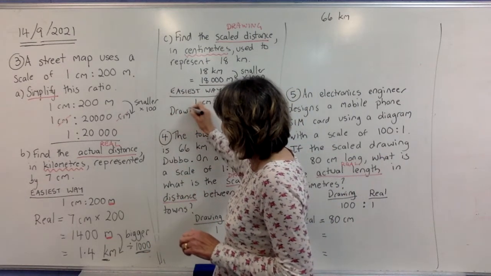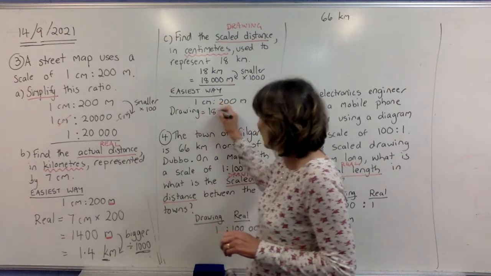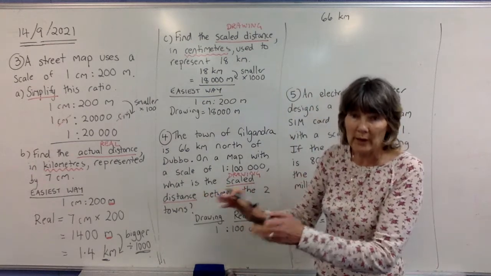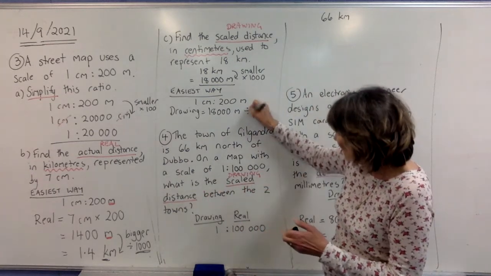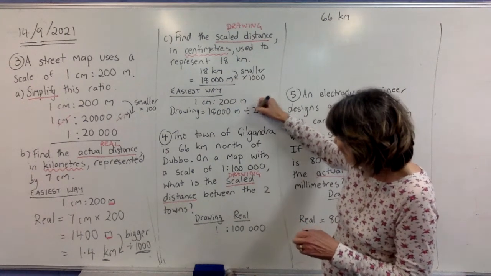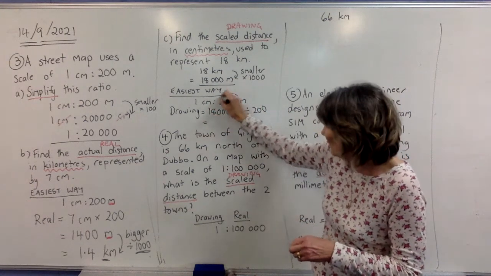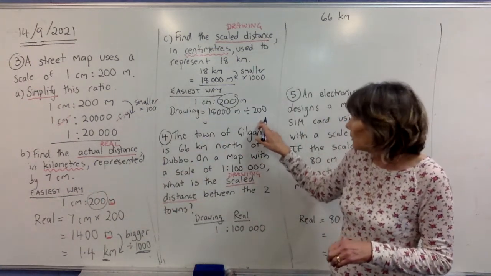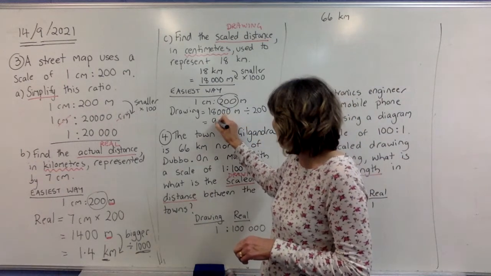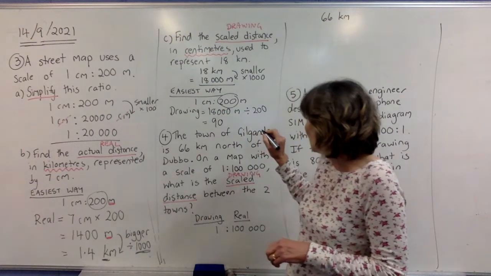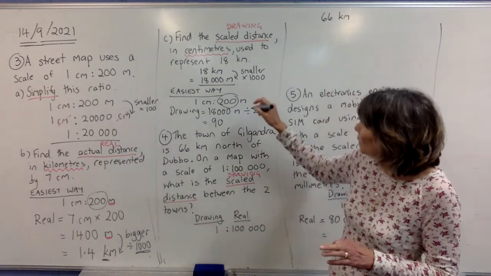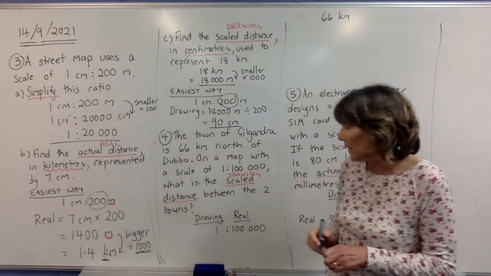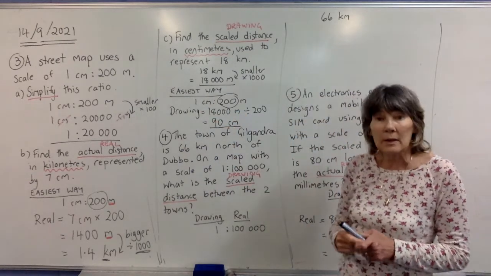So to find the drawing measurement, we're going to take the 18,000 metres and we're going back to the drawing. So we've got to divide this time by our magic number here, 200. If you do 18,000 divided by 200, you're going to end up with 90. And then because our scale was in centimetres for the drawing side, we write centimetres as our answer.